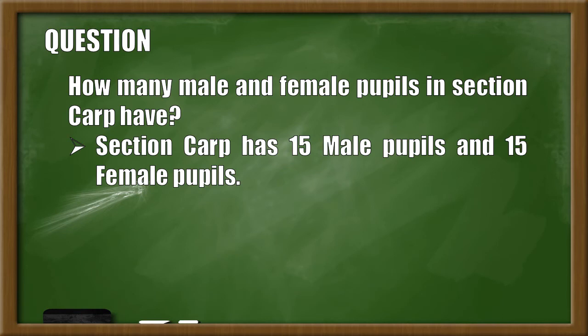Okay, let's go back to our question or activity or drill a while ago. Okay, how many male and female pupils in section carp have? Okay, we have 15 male and 15 female. Now, what is the ratio? Very good. 15 is to 15. Good job.